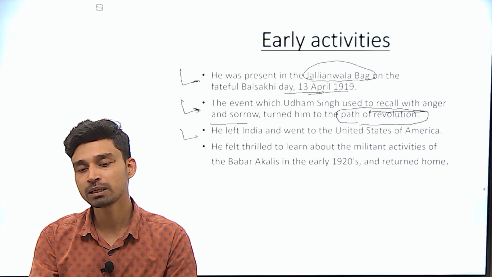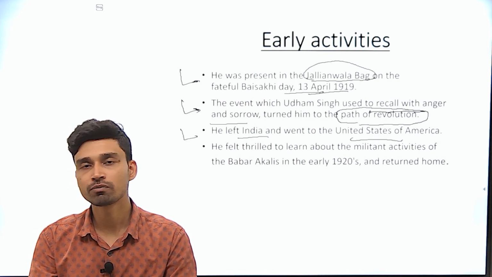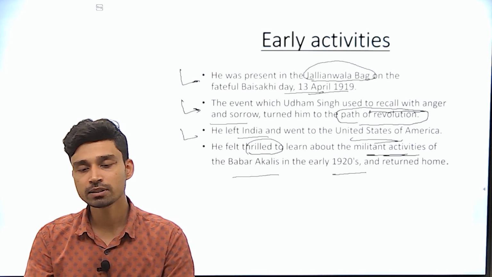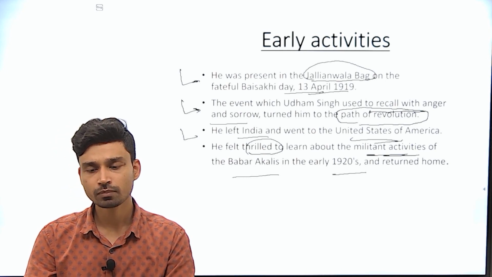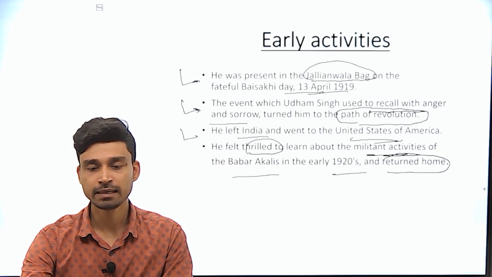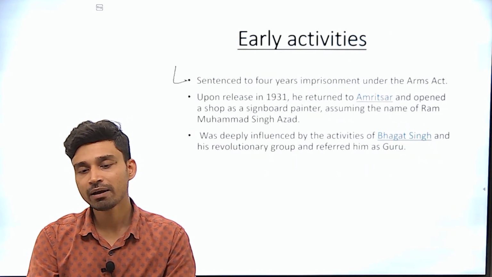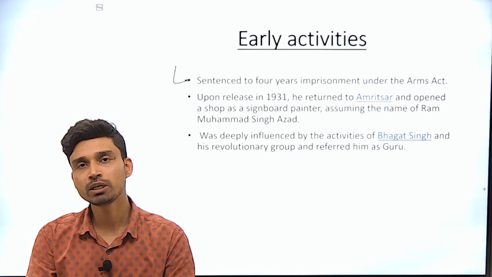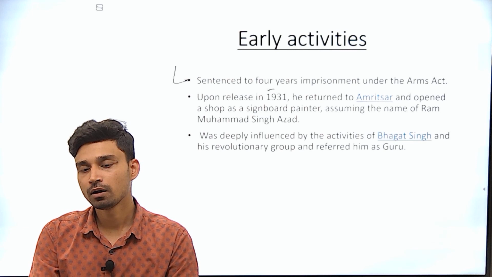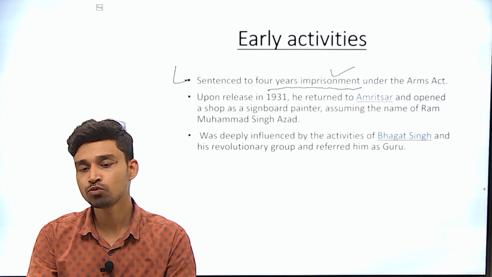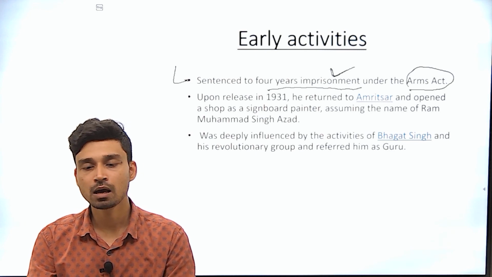Then after some time he left India and went to the United States of America, where he was very thrilled to learn about the militant activities of the Babar Akalis in the early 1920s. Then after spending some time in the United States, he came in contact with Bhagat Singh and returned home. It is said that when he was coming back from the US to India, Bhagat Singh asked him to bring some arms and ammunition, and that is what he was carrying when he was caught upon his arrival in India, and then was sentenced to 4 years imprisonment under the Arms Act.